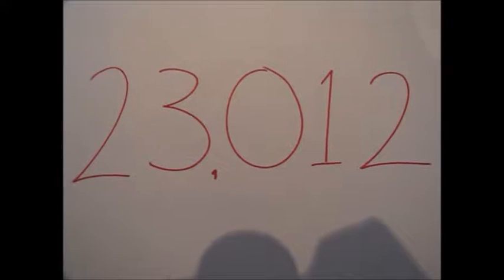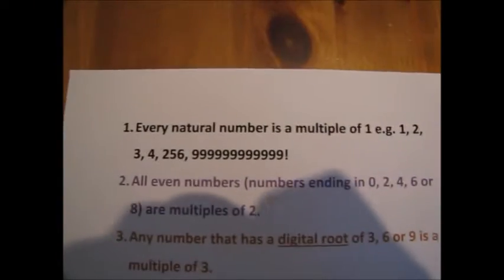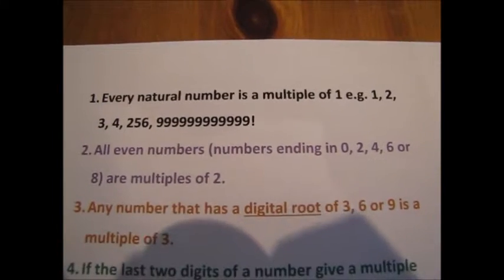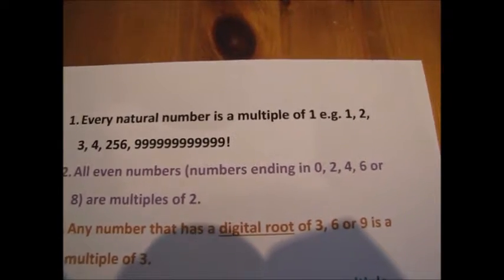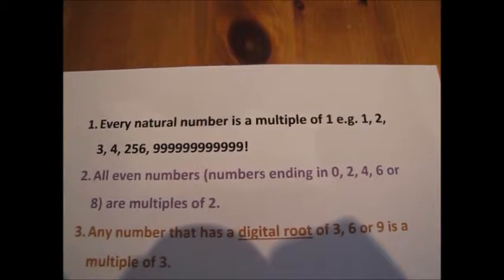Okay, here's where the magic will happen now, boys and girls. So here we go. I've got 23,012. We will now be able to find out if they are a multiple of 1, 2, 3, 4, 5, 6, 7, 8, 9, or 10. So here we go. We're going to do number 1 first. So 1. Every natural number, so there's a whole number that is positive, is a multiple of 1, e.g. 1, 2, 3, 4. So is this a whole number? Yes, it is. So that is a multiple of 1. That's the first one done.